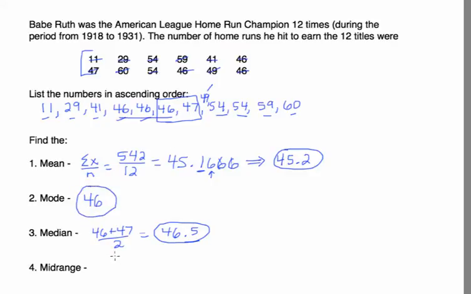Mid-range. Mid-range is high plus low divided by 2. Find that on your green sheet so that you know where it is for your test. So our high was 60, our low was 11, oops, 35.5.